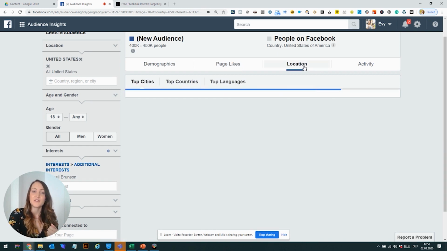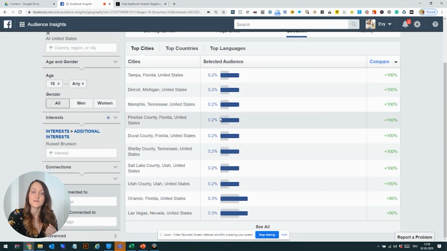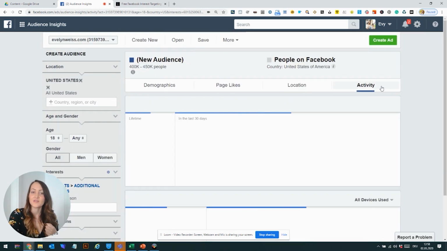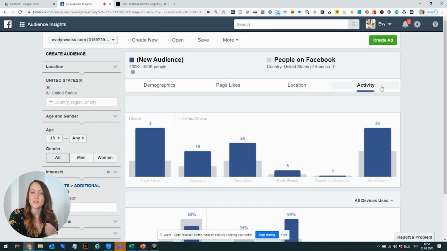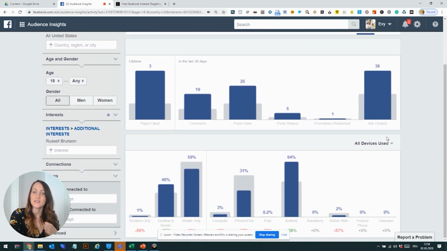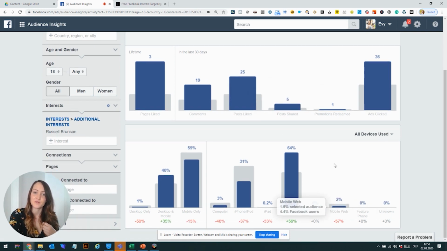You could even go here and find a bit more out about the locations that people are interested in. So you could niche down further when setting up your audience, and also understand more about their activity on Facebook. So you can see that they are more likely to click ads than the average. And they're also more likely to like pages and comment. So they're much more engaged Facebook users, actually.